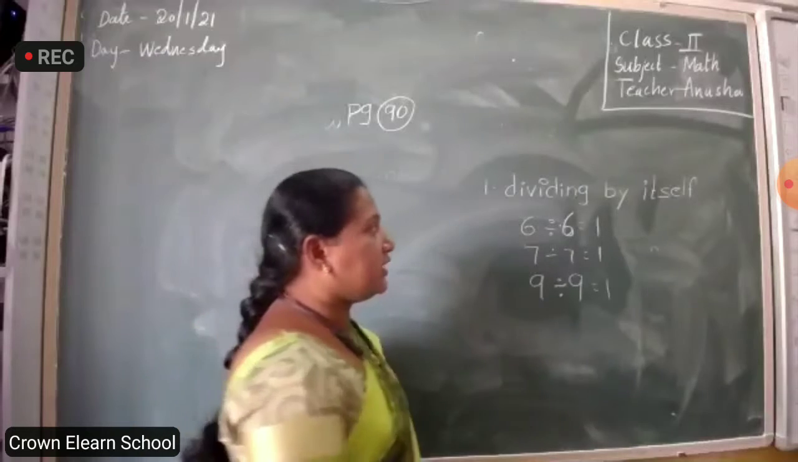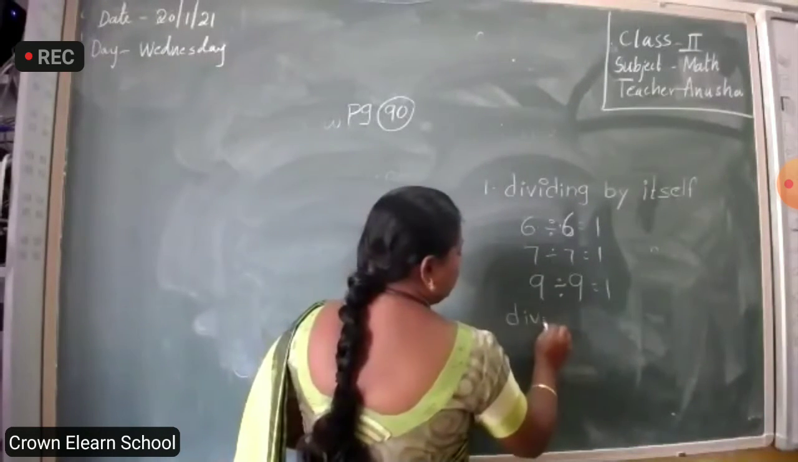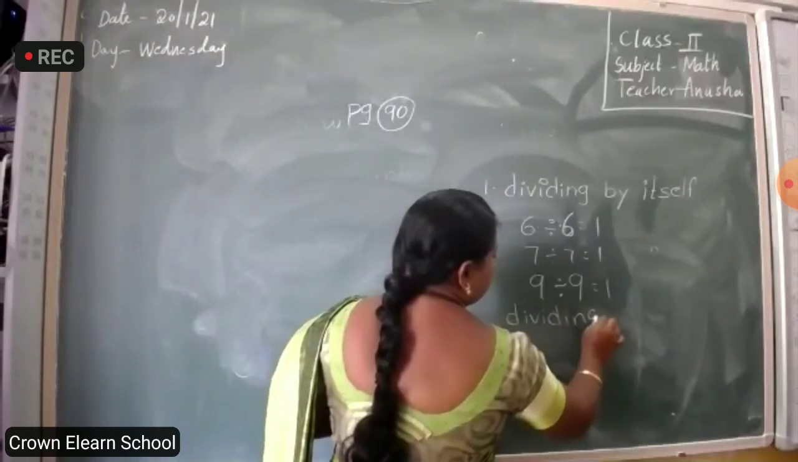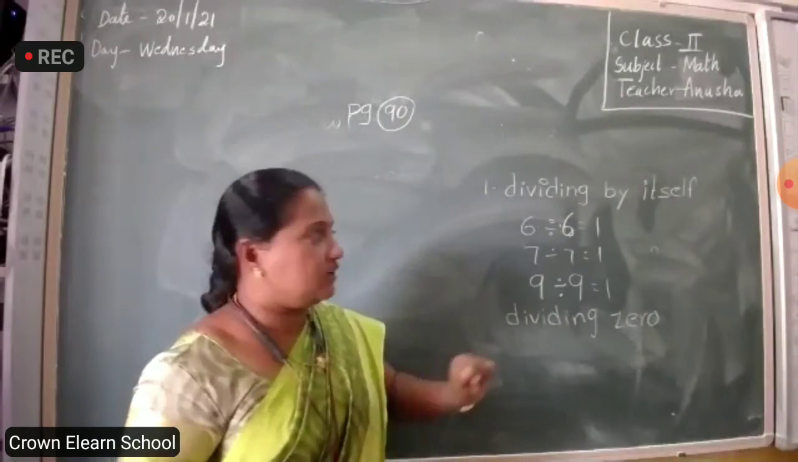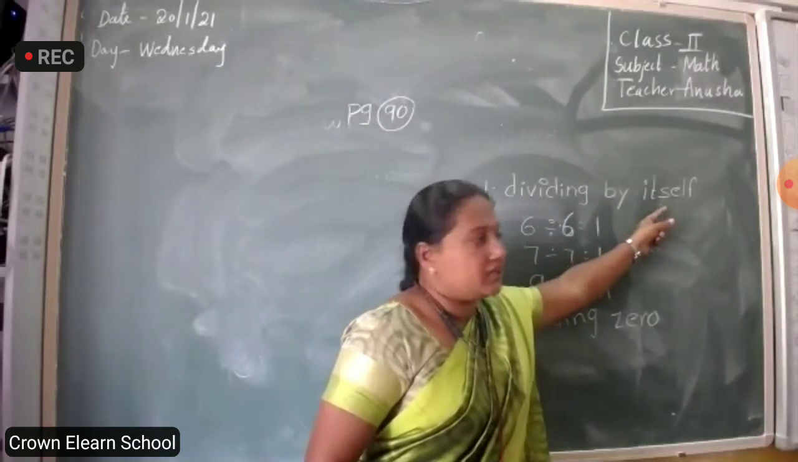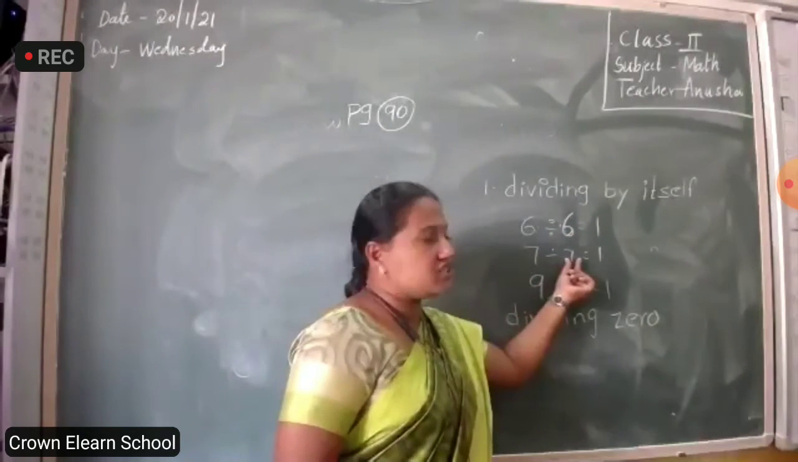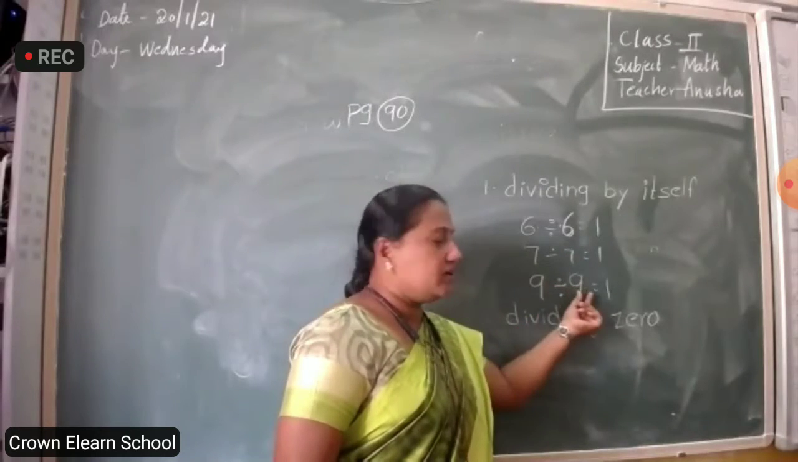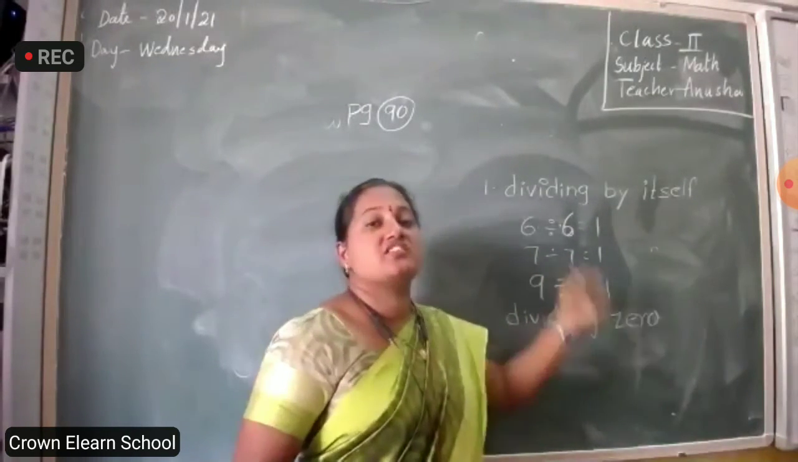Next, the third property, dividing 0. What is the third property? Dividing 0. Now observe this one. By itself means after the division symbol we are writing that number. Here there is no 'by'. Here we should divide 0.